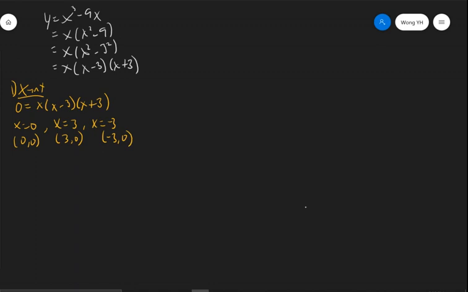Next, we move on to find the y-intercept. To find the y-intercept, we set x to 0. So 0 times (0 minus 3) times (0 plus 3). You can see that these two brackets are multiplied by 0, so we get y equal to 0. Our coordinate is (0, 0).